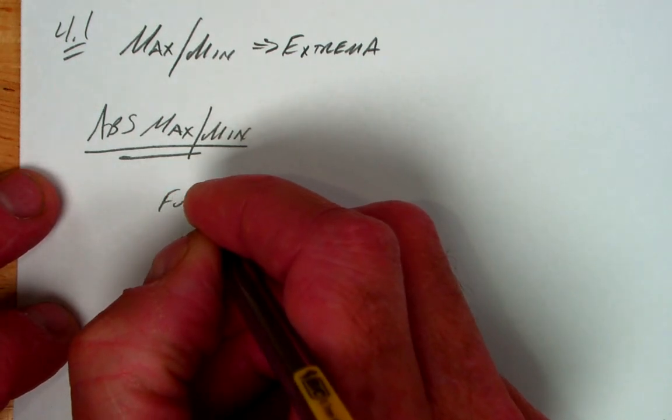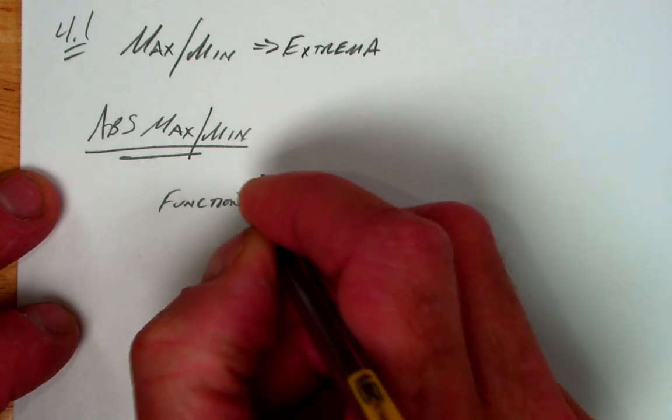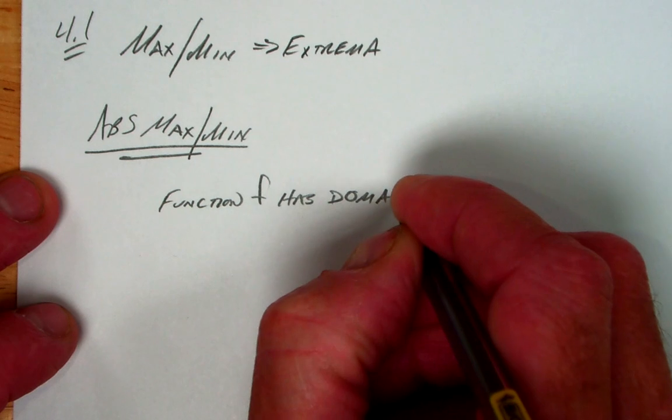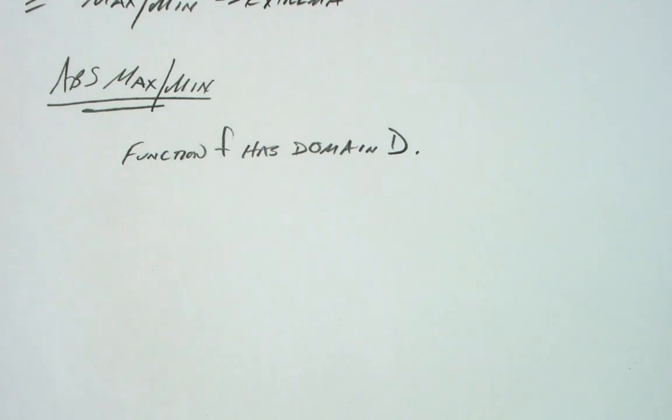So, function f has domain D. Okay? So domain is all the different numbers we can plug in. All of them. That might be a limited set. It might be an interval, an open interval, might be a closed interval. We don't know. Okay?